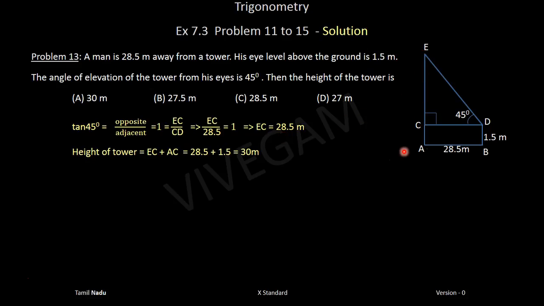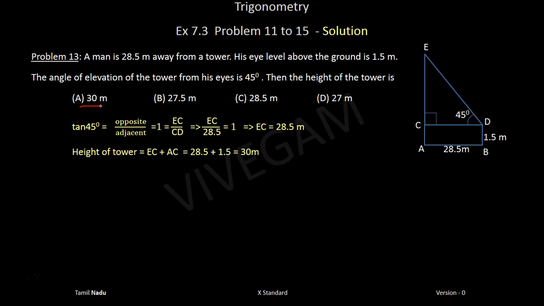Then what's the height of the tower? The total height of the tower is EC plus AC, but AC is 1.5 meters. Therefore, it is 28.5 plus 1.5, that is 30 meters. So that is nothing but option A.